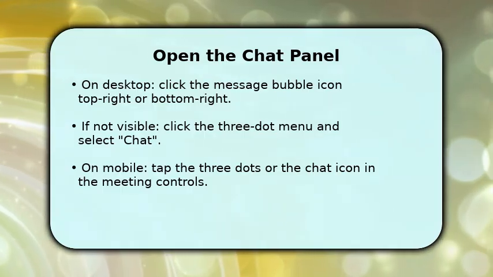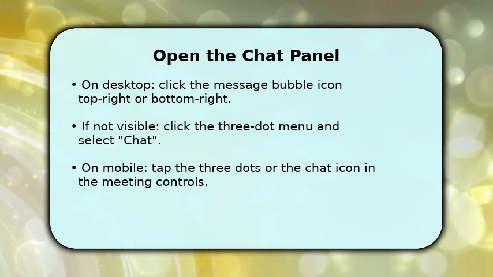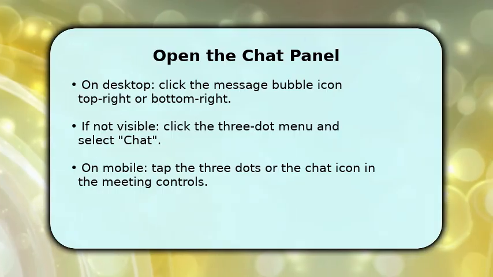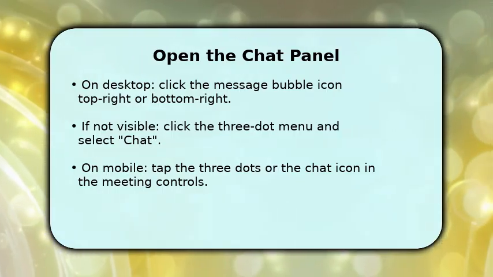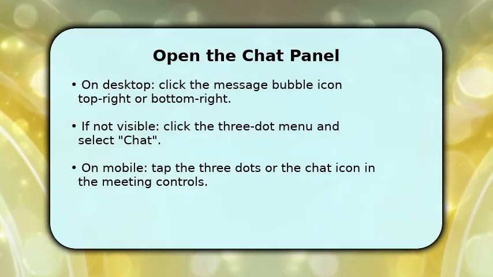Click the three-dot menu and choose chat from the list. On mobile, tap the three dots in the corner and pick chat, or look for a message icon in the meeting controls. The panel shows messages, and you can type at the bottom. This is how you send to everyone quickly and check links.